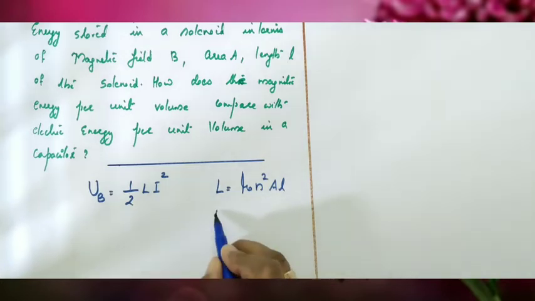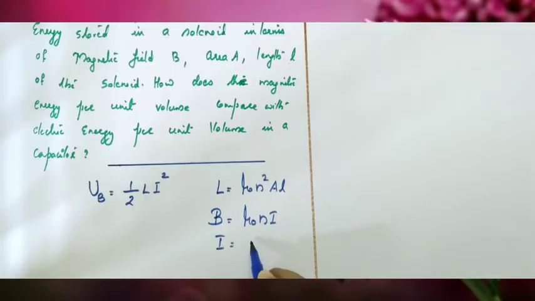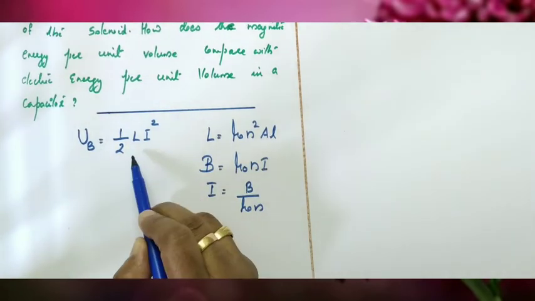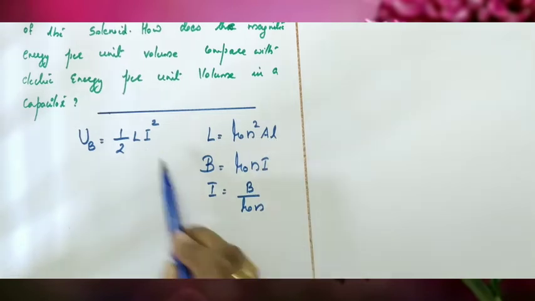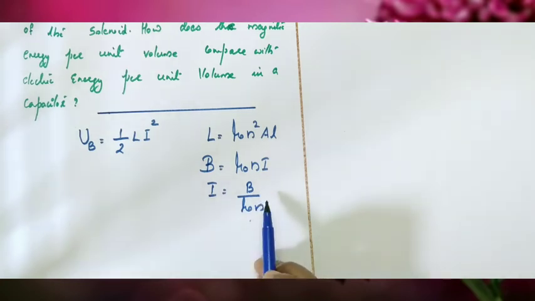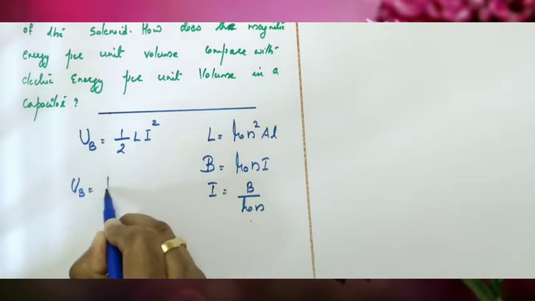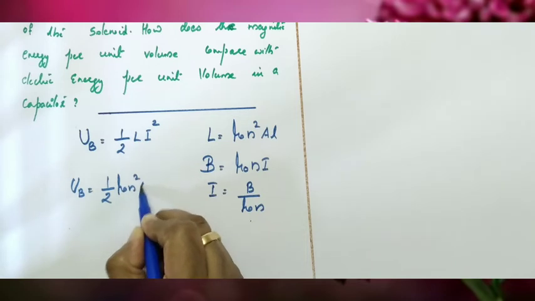length. And what is the magnetic field inside the solenoid? And from this I can be written as, what is the I? B divided by mu 0 n. So we have the formula energy is equal to half Li square, L is mu 0 n square Al, and the current I is B divided by mu 0 n, where B represents the magnetic field inside the current carrying solenoid. You can substitute UB energy equal to half L. What is L? Mu 0 n square Al.